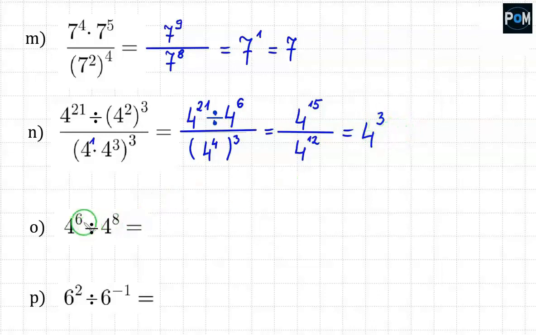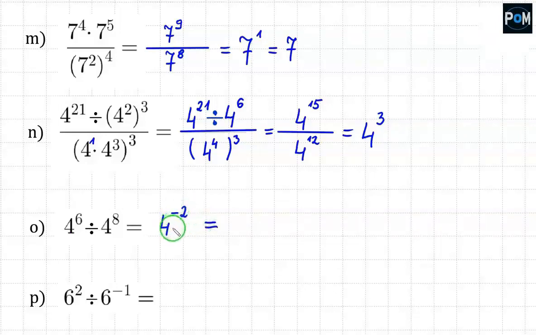Next example. Here we have division of powers. 4 here and here repeats, so we write 4. And 6 and 8, what do we have to do with them? Since there's division here, we subtract 6 and 8. 6 minus 8 equals negative 2. And this is the result in the form of a power, and really, we should end here. But let's repeat how to do it with a negative power.